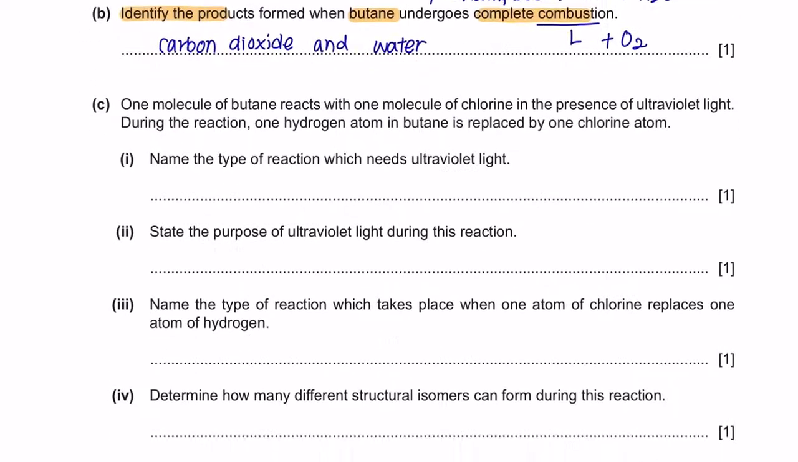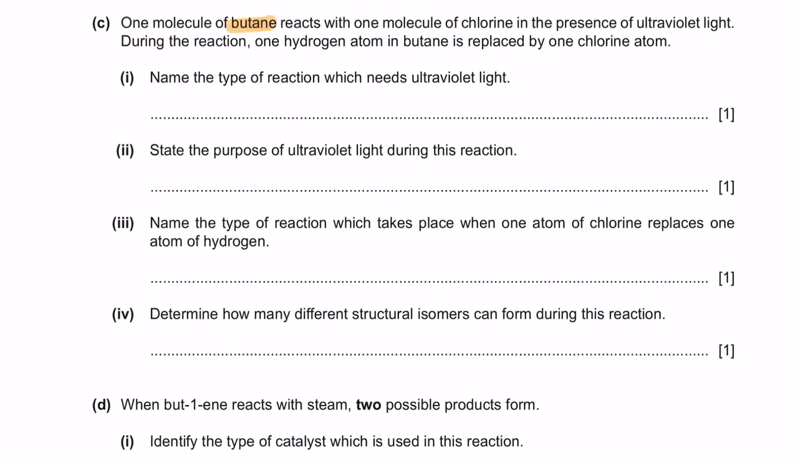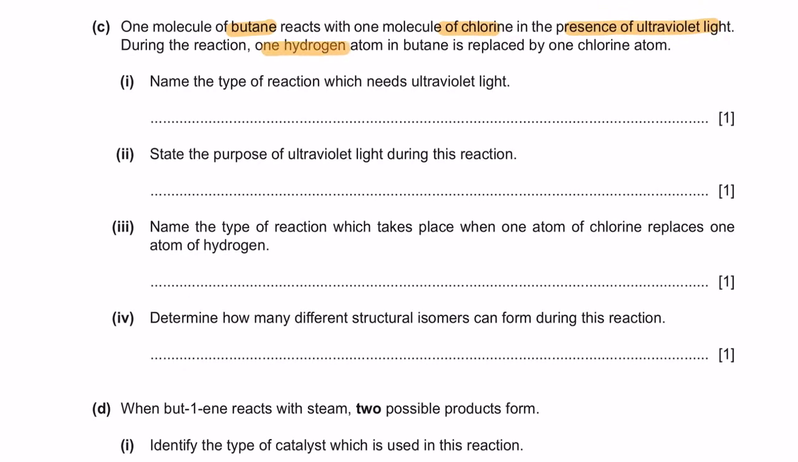Next, question C. One molecule of butane reacts with one molecule of chlorine in the presence of ultraviolet light. During the reaction, one hydrogen atom in butane is replaced by one chlorine atom. Name the type of reaction which needs ultraviolet light. This type of reaction is called a photochemical reaction. And this is the same question that came out from October-November 2023.